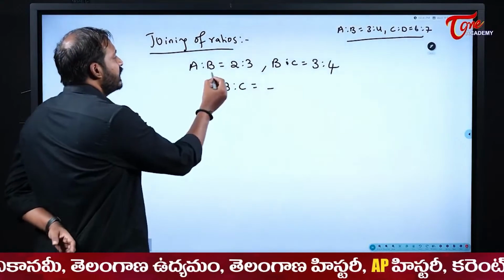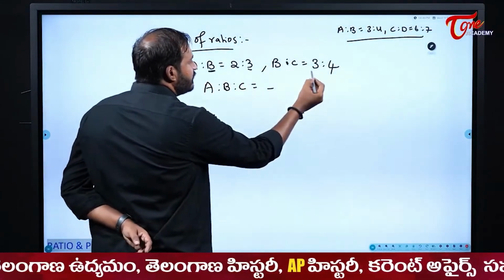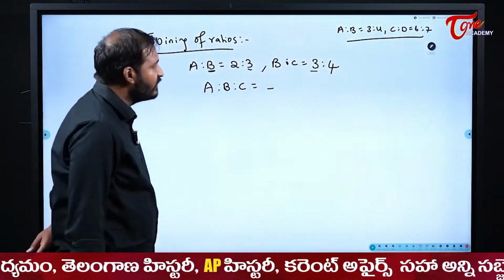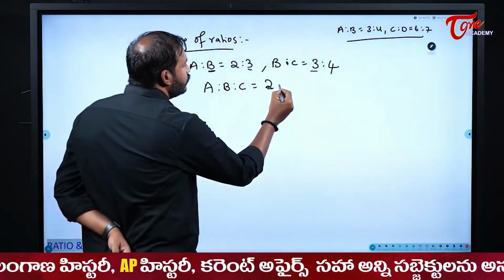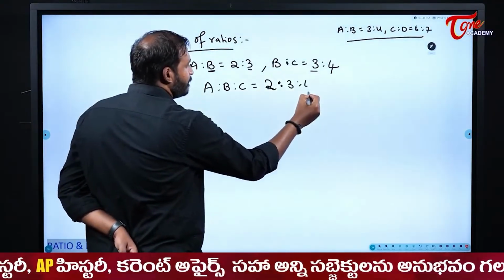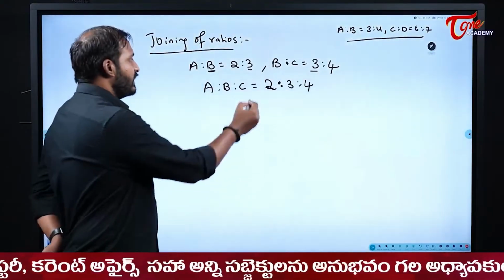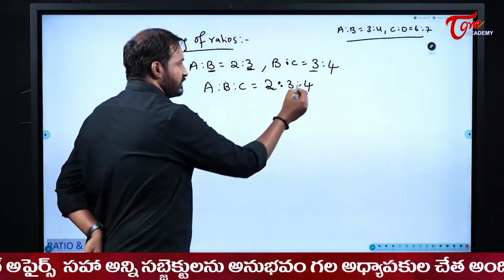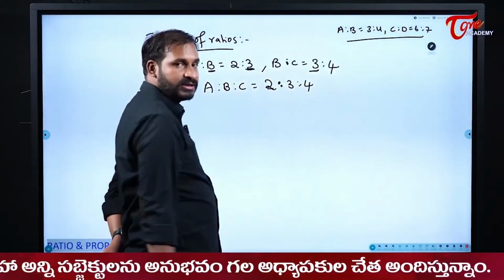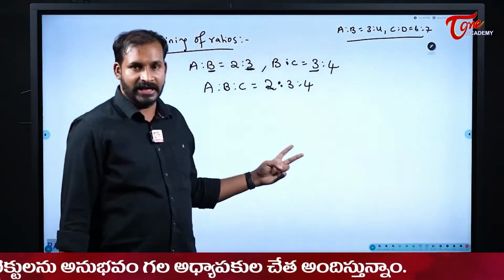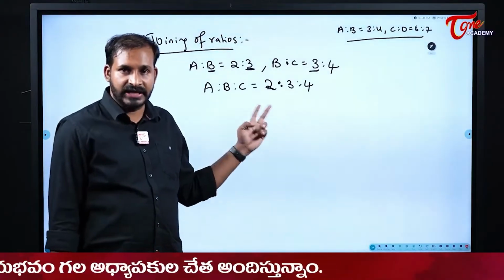And now see here, what is the B portion here? 3, and what is the B portion here? 3. So both are the same values, so directly I can take 2 is to 3 is to 4. If the common element contains the same portion, here 3 parts and here it is also 3 parts, right? So I can join the ratios directly.